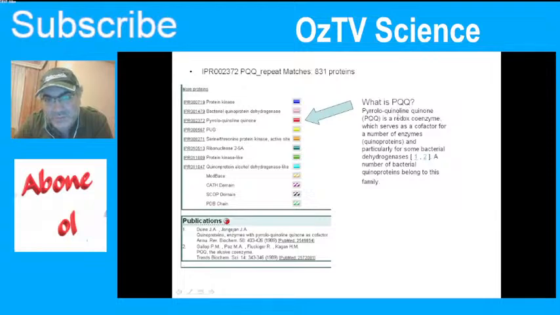So what is PQQ? This PQQ, pyrroloquinoline quinone, is a redox coenzyme which serves as a cofactor for a number of enzymes, quinoproteins, and particularly for some bacterial dehydrogenases. A number of bacterial quinoproteins belong to this family. Okay, so it's a redox coenzyme in bacteria. According to the matches, they already have all this data bank.